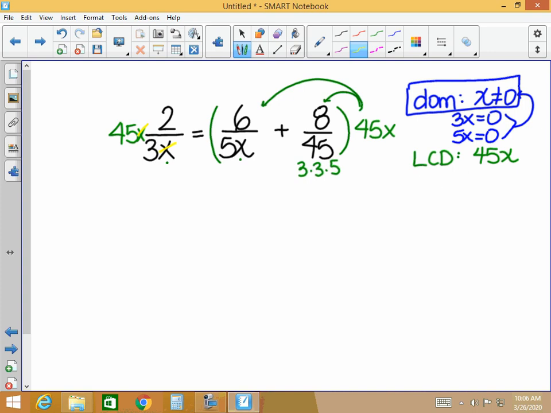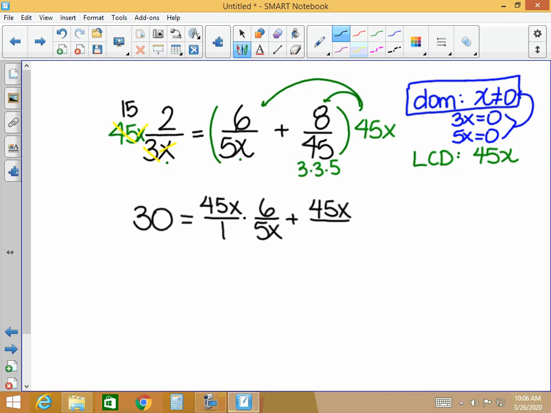My x's are gone. 45 over 3 leaves a 15 on the left. So 15 times 2 is 30. If I take 45, and I'm going to go ahead and write the right side, 45x is 45 over 1. Okay, and some of you will need to do this. Start seeing what goes away. The x's are gone. 45 over 5 leaves a 9. Here the 45s are gone. The x is still there. So on the right side, I have 54 plus 8x.